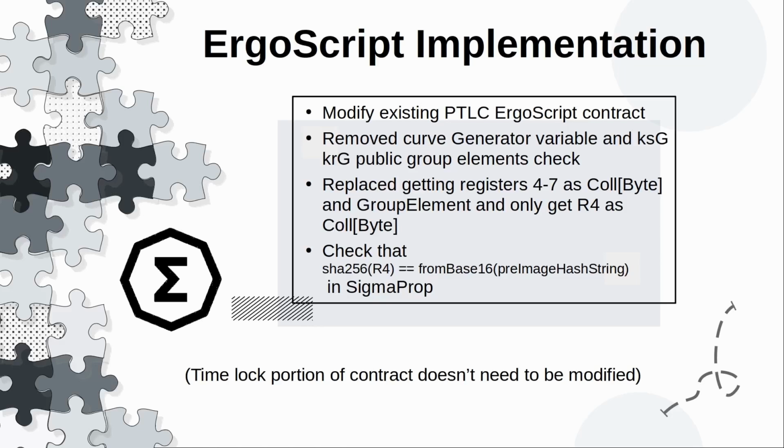And from base 16, all that basically does is takes a string, which is expected to be a hexadecimal string, and turn it into a collection of bytes, which is what the output of SHA-256 of R4 would be. So we could compare them.